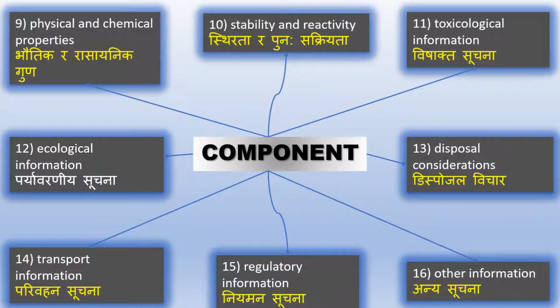Here are the other remaining components of the MSDS. The ninth point is chemical and physical properties. Physical and chemical properties you will find there. Stability and reactivity, toxicological information, ecological information, and disposal considerations, how you have to dispose of any chemical, you will find there. Also transport information, regulatory information and other information you find from the one sheet which is called MSDS.